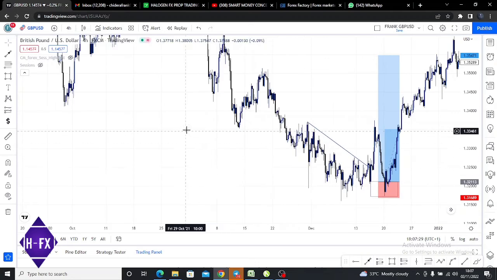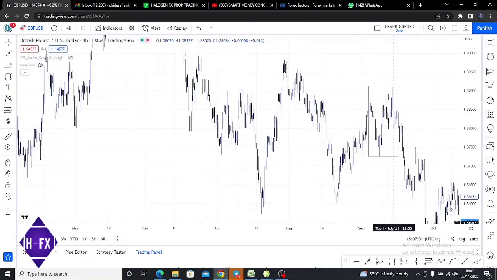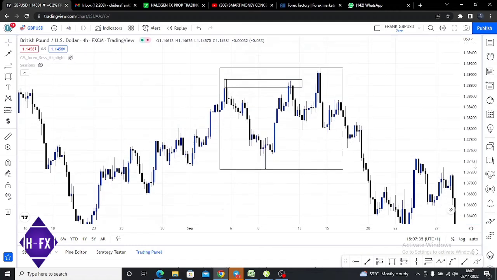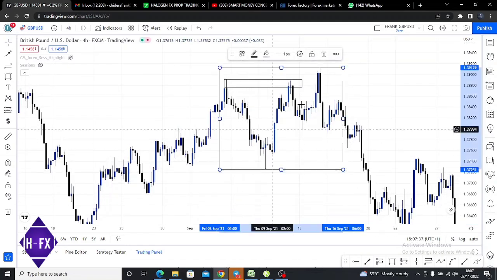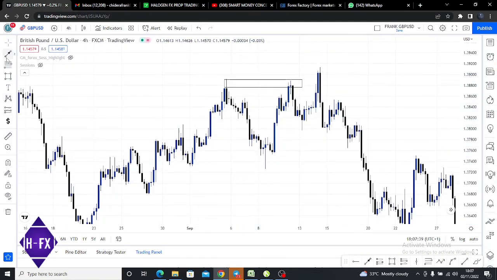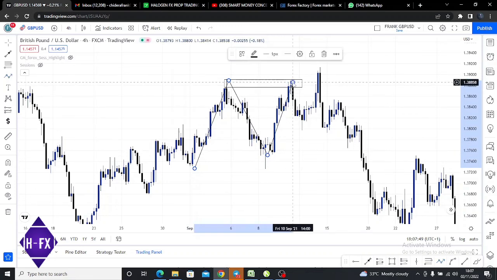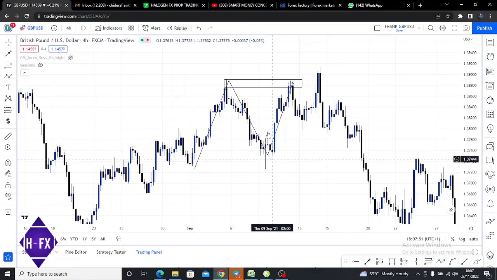So taking over to the second case study here, I marked them out. Now this is the scenario of the double top, the M pattern, like the retail perspective we say. You can see the first touch, the neckline, and the second touch. This is already forming the M pattern.